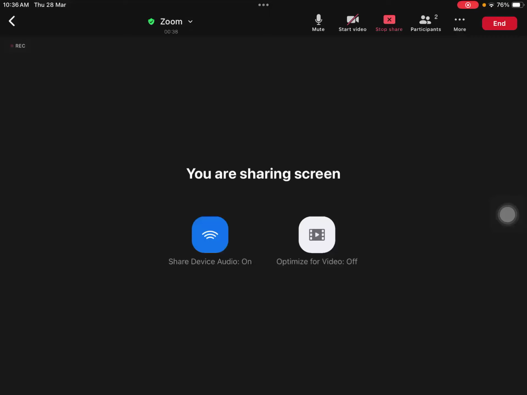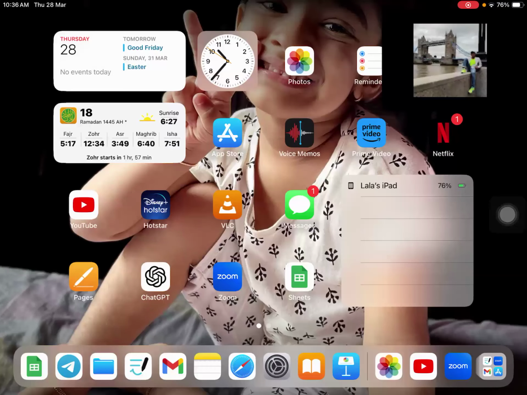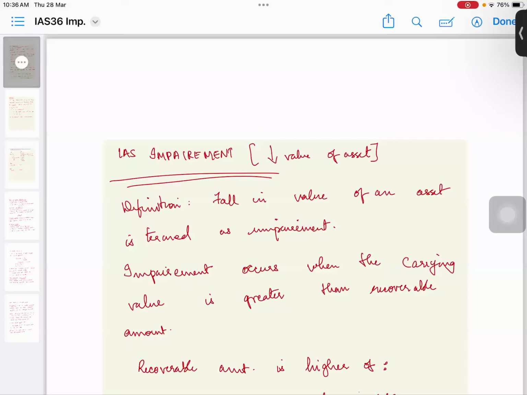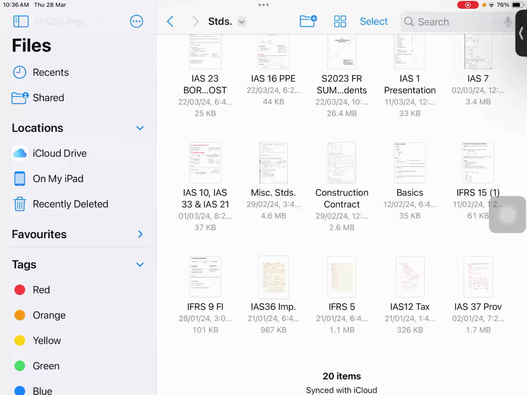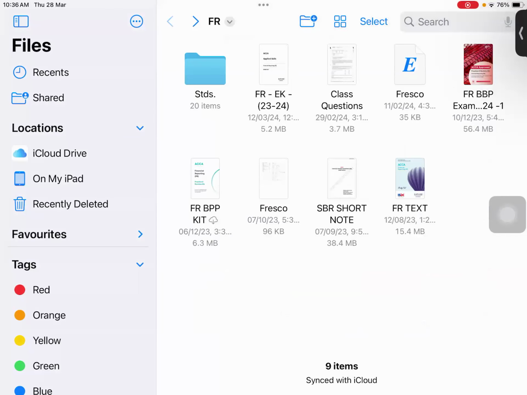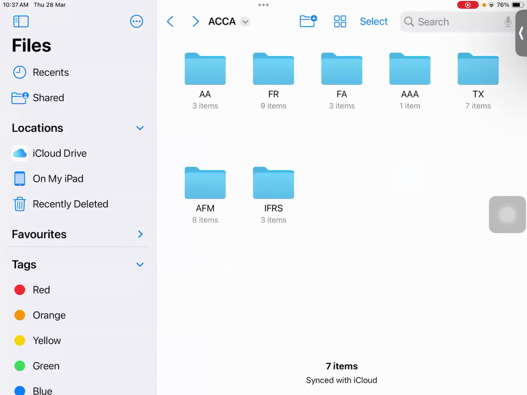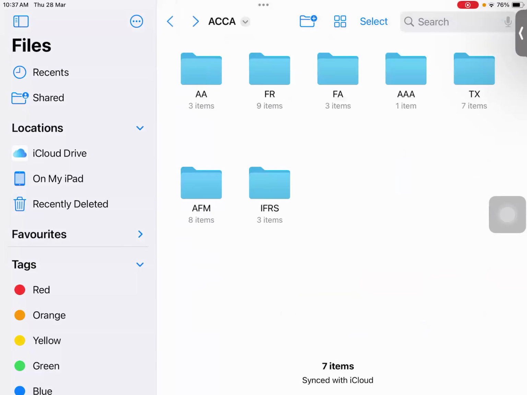It's recording now. Yes, yes. Can you see the screen? Yes. Have you revised everything? Yes.